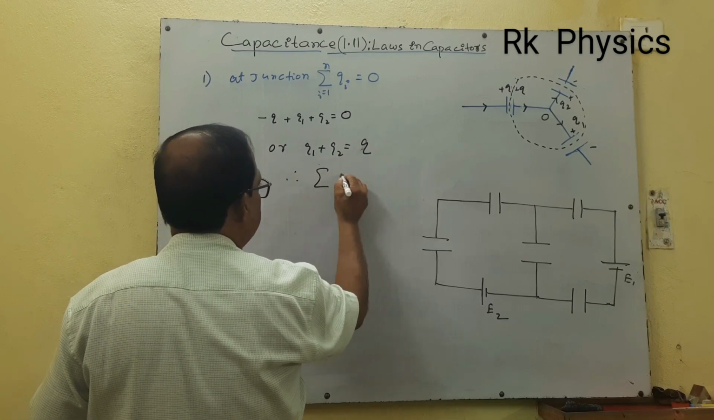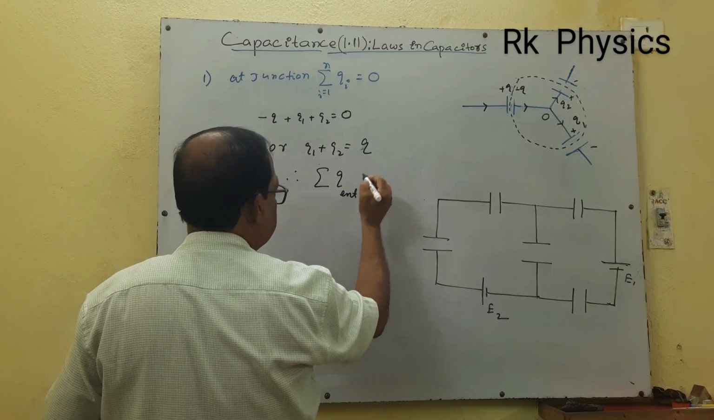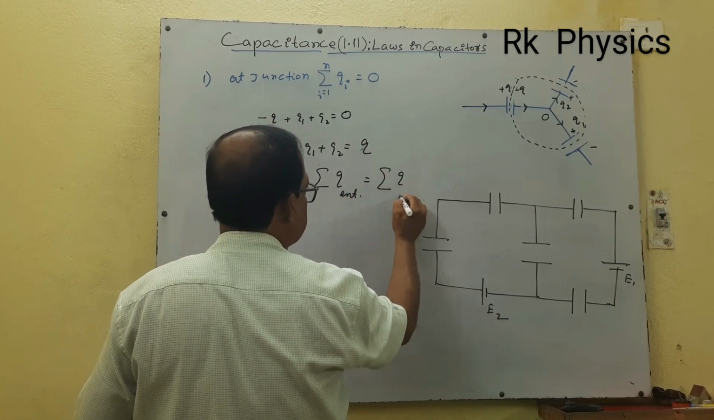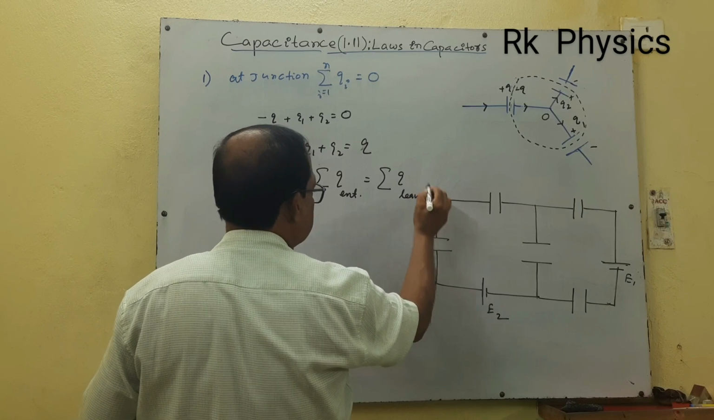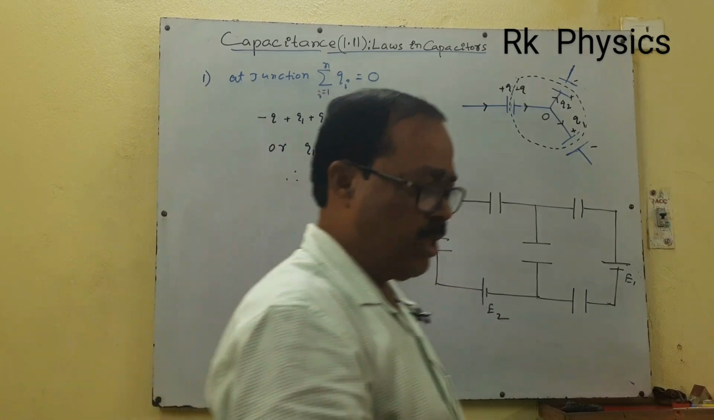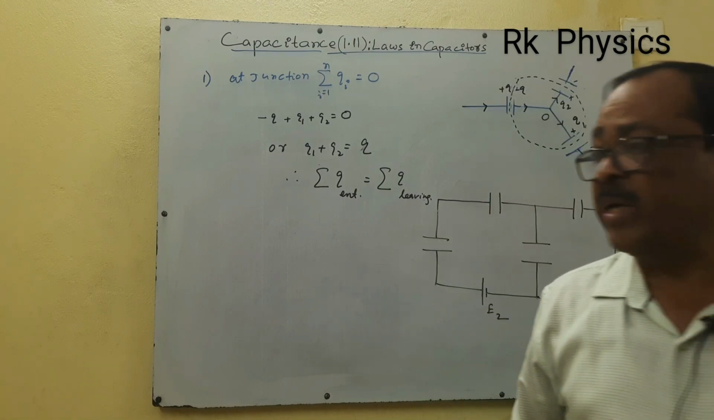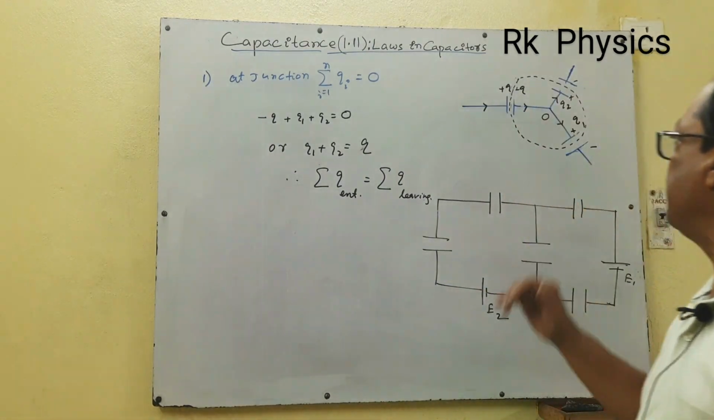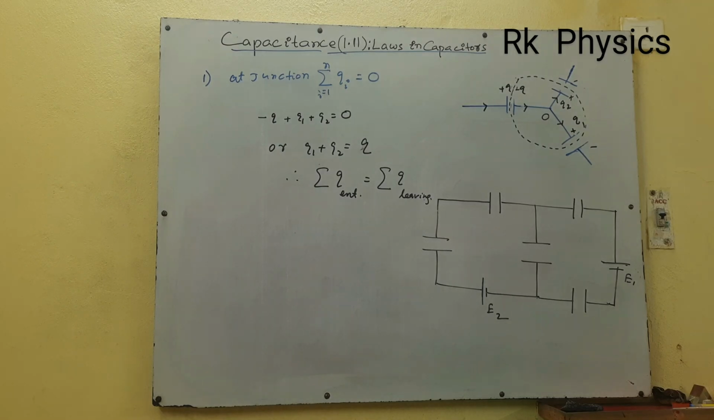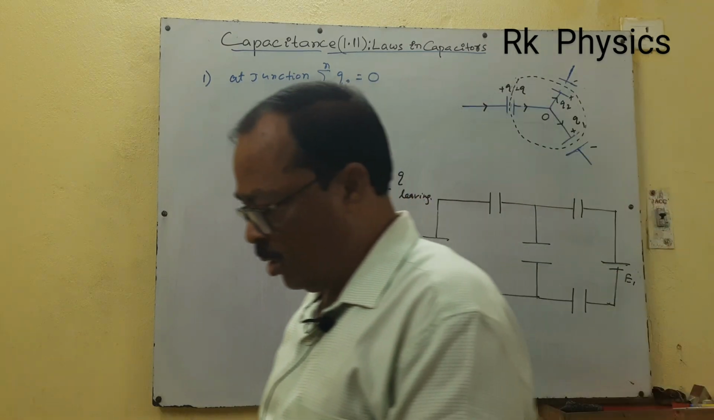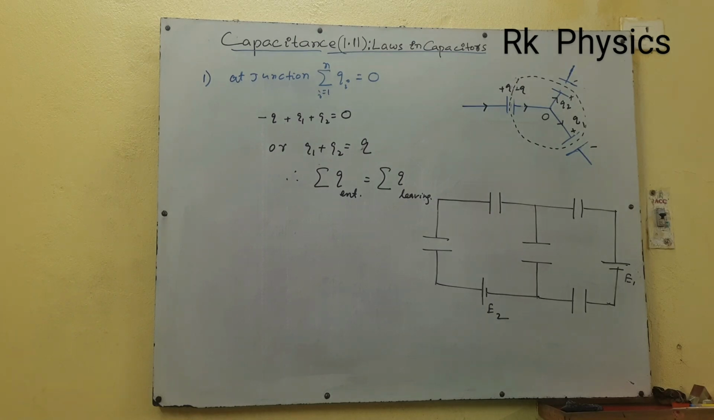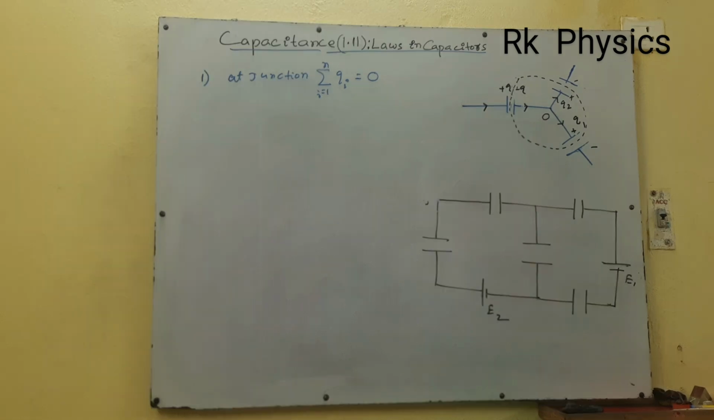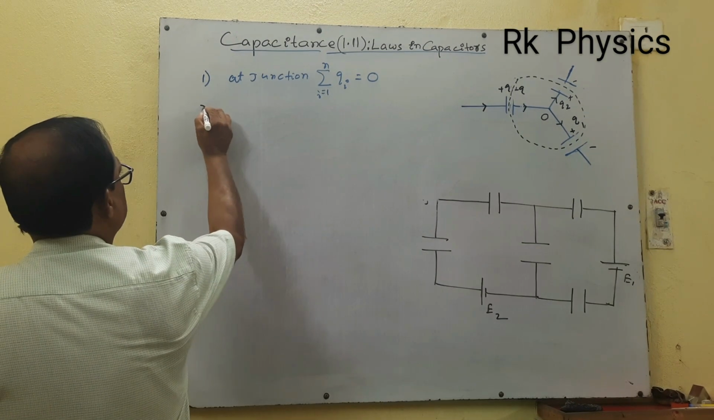Therefore, you write the sum over charge entering equals the sum over charge leaving the junction. Okay, the sum over charge entering the junction is exactly equal to the sum over the charge leaving the junction. With the help of this formula, you can find out in which capacitor, particularly, what charge is flowing. Okay. Now, let us discuss the second law.